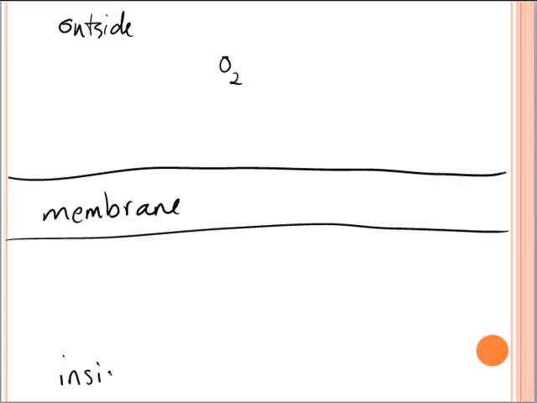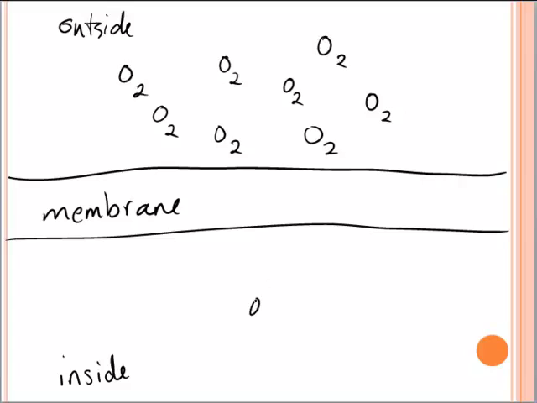So what determines which way they're going to move? Let me draw our own membrane here. I'm not going to draw the individual phospholipids, just a line representing our membrane. Let's talk about oxygen first. Let's say this is the outside of the cell, and this is the inside of the cell. This is an oxygen molecule. Let's say that we have lots of oxygen outside the cell, and only a little bit of oxygen inside the cell.